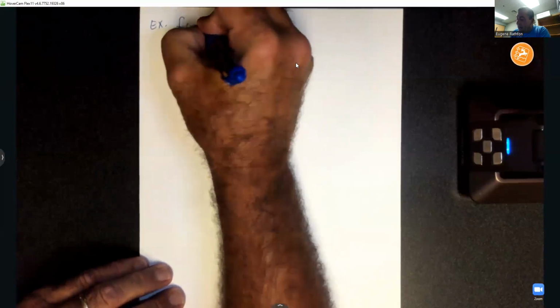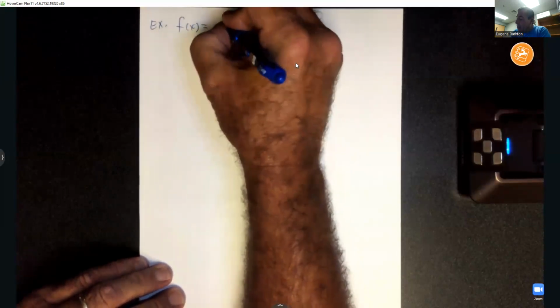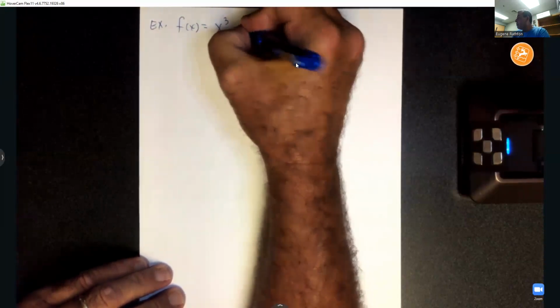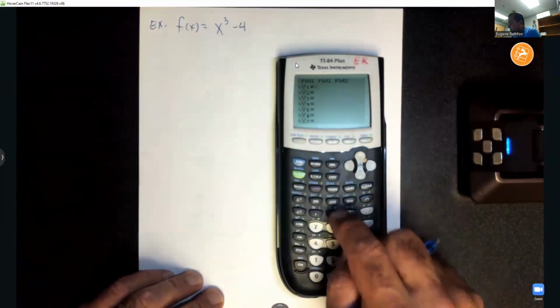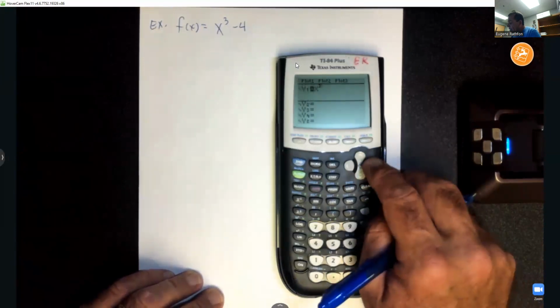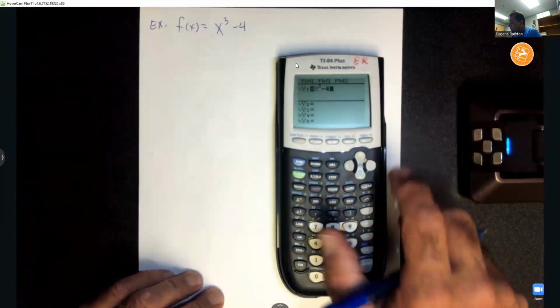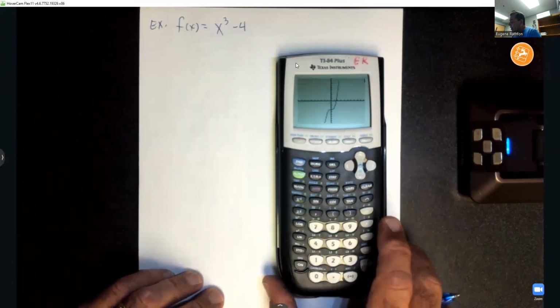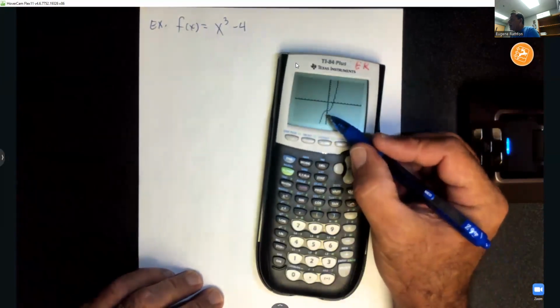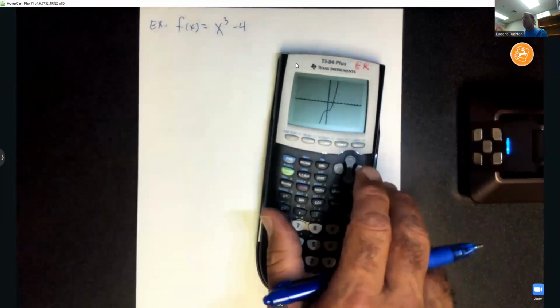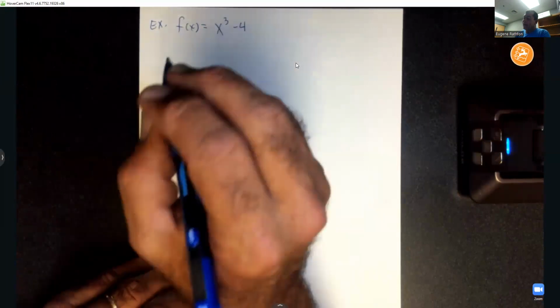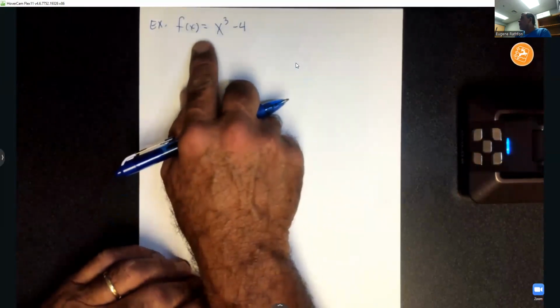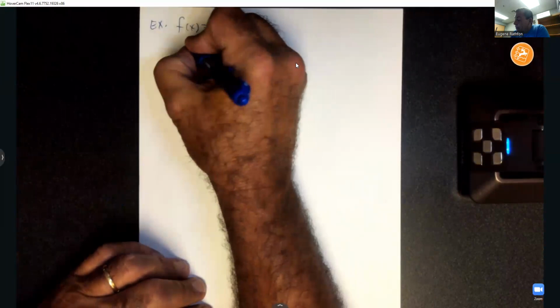F of x equals x to the third minus 4. So let's see what the graph looks like. So x exponent 3 minus 4. So it should be a curvy line, but guess what? That curvy line is constantly going uphill. So once again, this would be, yes, a function 1 to 1. So replace the f of x with a y.